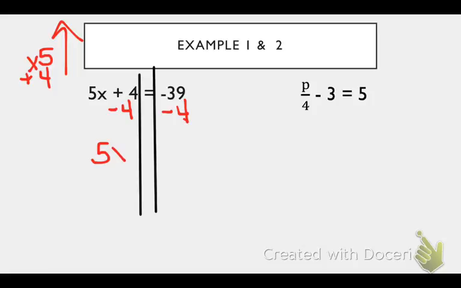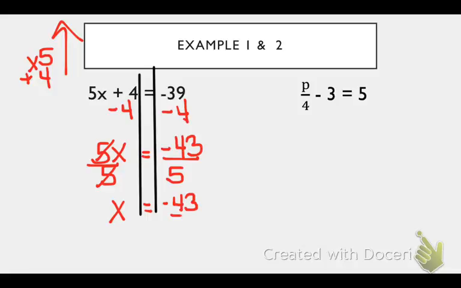That gives me 5x equals negative 43. And then I'm going to divide each side by 5 to undo the times 5. The 5's cancel, become 1x equals, now negative 43 over 5. I'm just going to leave that in its fraction form. It doesn't reduce. I'm not going to change it to a decimal. In Algebra 1, we typically leave things in their fraction form.